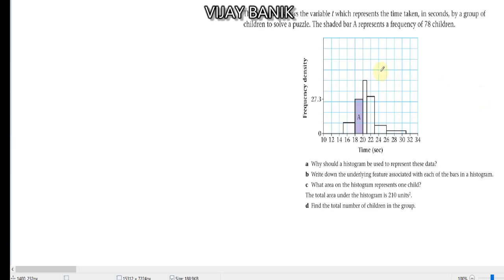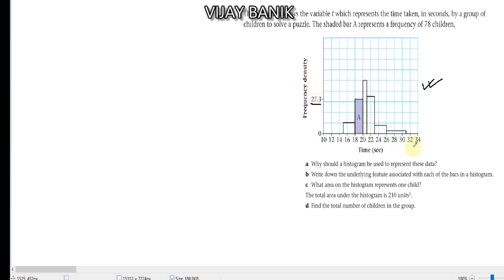This is video number 2 on histogram. In the previous video, they gave us the data and we drew the diagram, and from the diagram we answered the question. In this one, the diagram has been given to us, and only one frequency density is given. Based on this frequency density, I can decide each of their frequency densities. That also I can do.